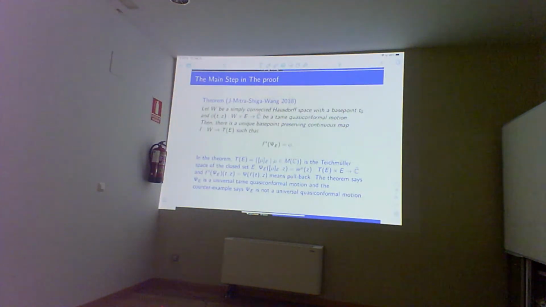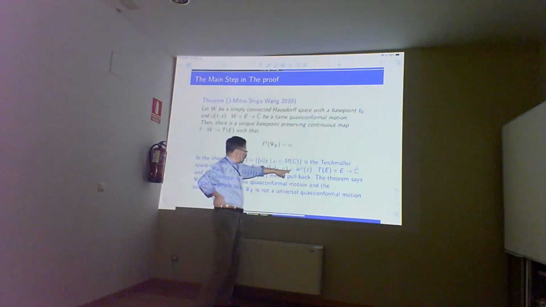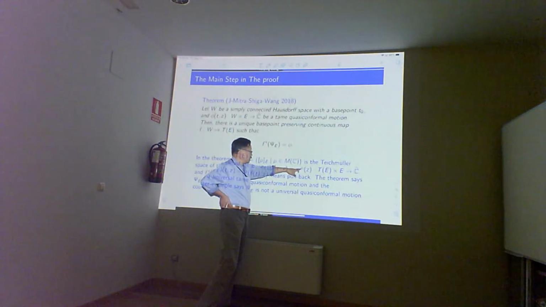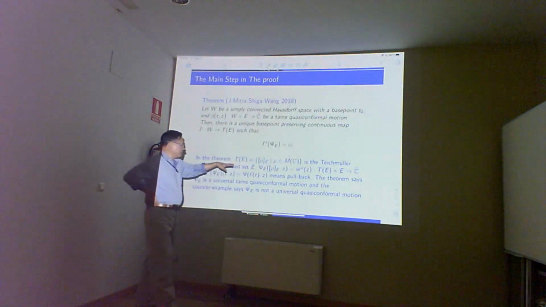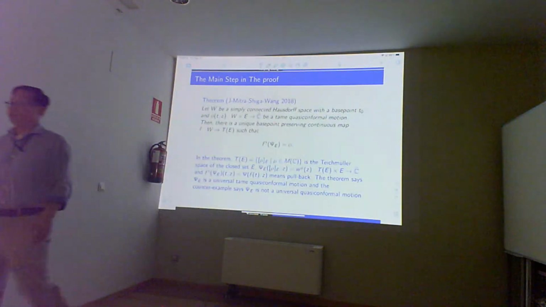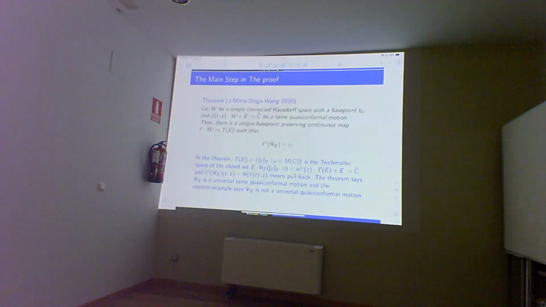So what is capital Psi E? Capital Psi E is defined like this. Your Teichmüller space is defined by all the mu, which are equivalent relative to E. Then for a given point in T(E), you can define capital Psi mu equals this one. This one is a quasi-conformal motion with dilatation coefficient mu, right? Fix three points. Then the measurable Riemann mapping theorem says this one is a holomorphic motion. Actually, this holomorphic motion is universal. That means all the other holomorphic motions are basically pullbacks of that.